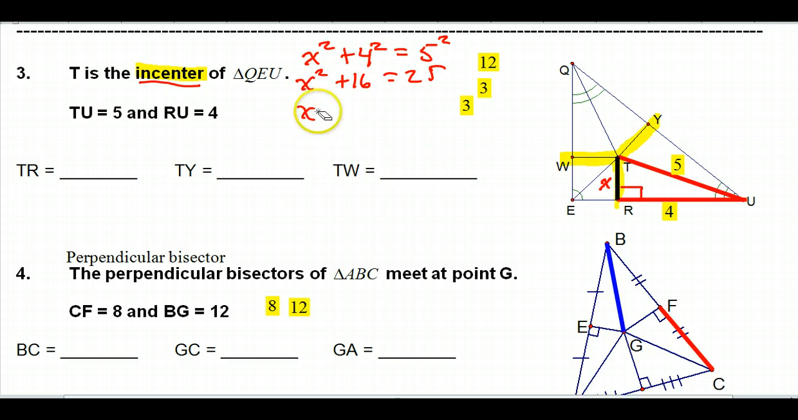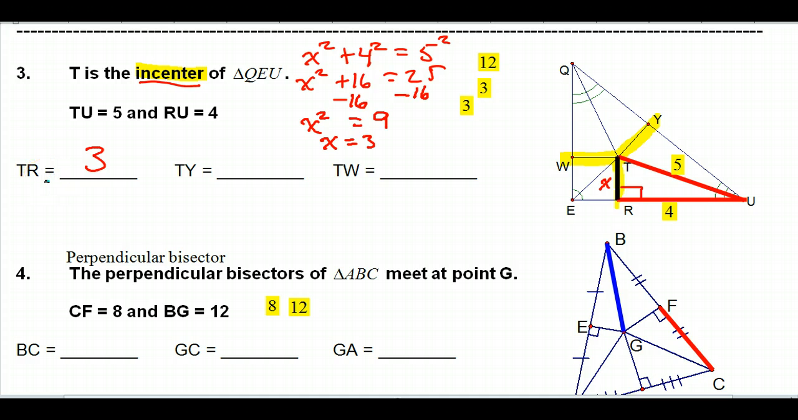Whoops. Whenever you do a problem, just think of squares. Anytime you do the Pythagorean theorem, it's always leg squared plus leg squared equals hypotenuse squared. So that's going to give us x squared equals 9. So x equals 3. Our x was TR, so we'll go ahead and put 3 for TR.